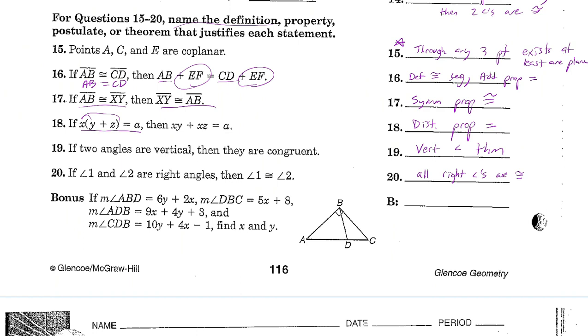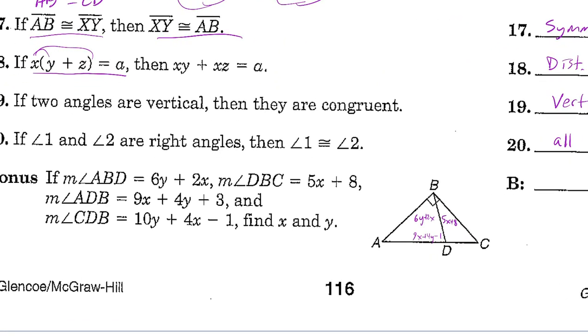All right, so bonus, if we have ABD, so this angle right here is 6y plus 2x, and DBC is 5x plus 8, and the measure of ADB is 9x plus 4y minus 1. Ooh, I'm having to write really small here. And CDB is equal to 10y plus 4x minus 1. Oh, I mixed mine up there. This was plus 4y plus 3.